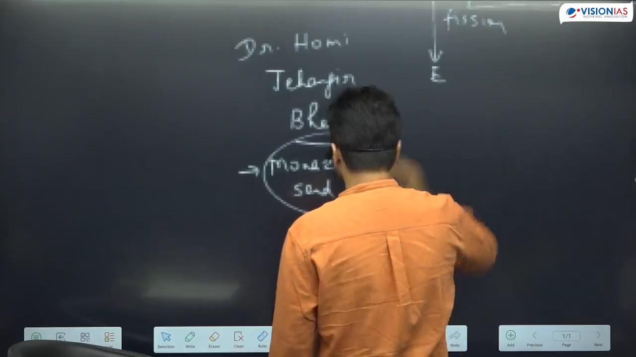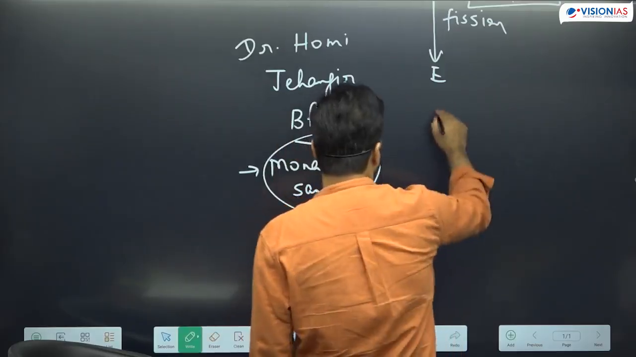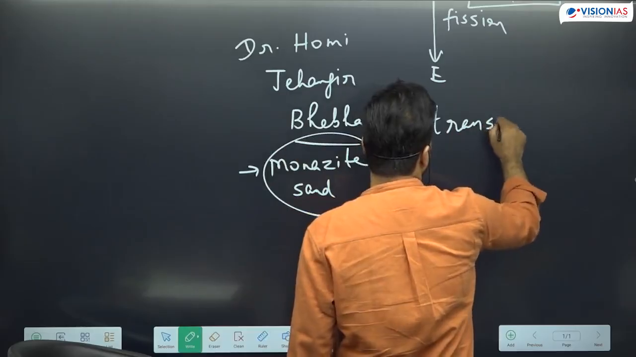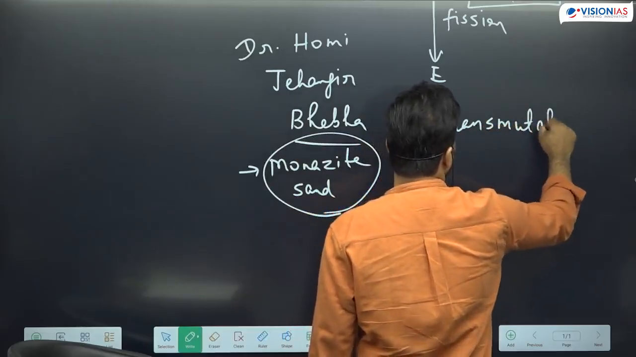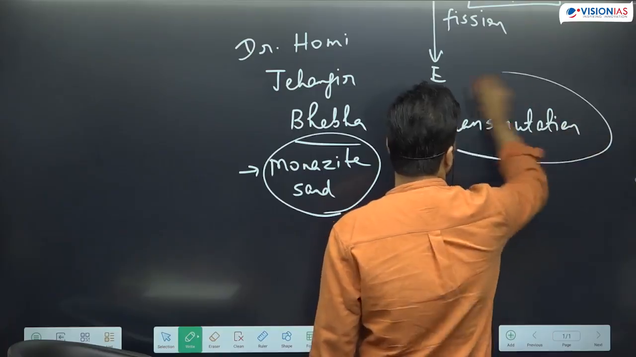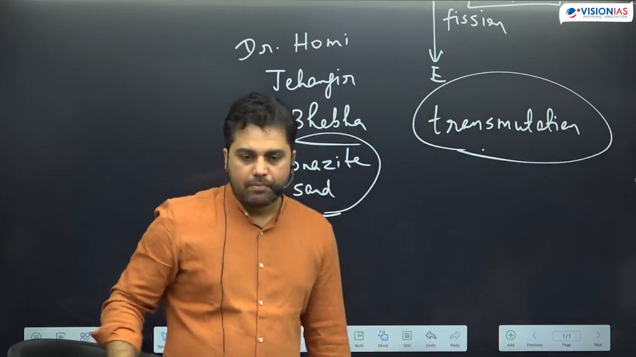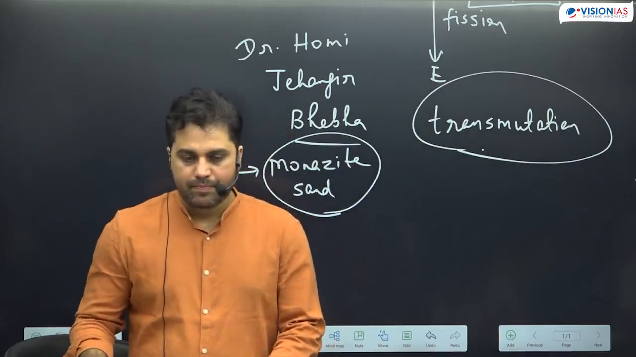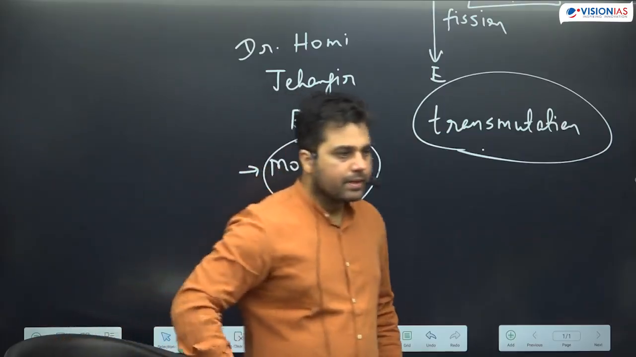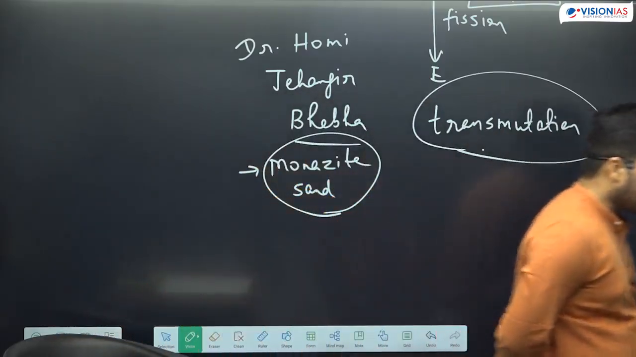Transmutation means converting into something else. By absorbing a neutron, it can convert into plutonium-239.